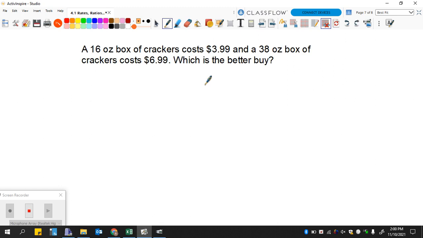Now another thing that we can use unit rates for is when we go shopping to find out which is a better deal. So a 16-ounce box of crackers costs $3.99 and a 38-ounce box of crackers costs $6.99. Which is the better buy? Well, we're going to just find the unit rate for both of them. So we're going to say $3.99 for a 16-ounce box.